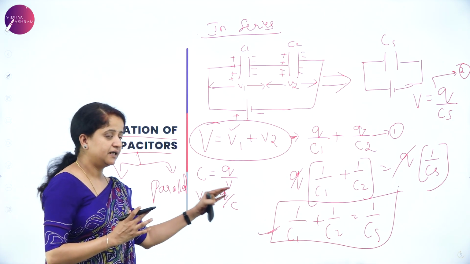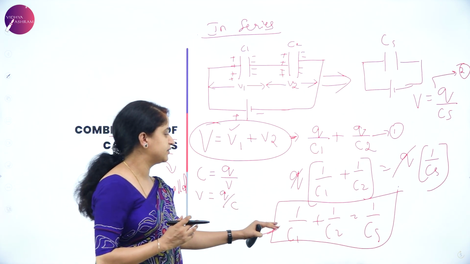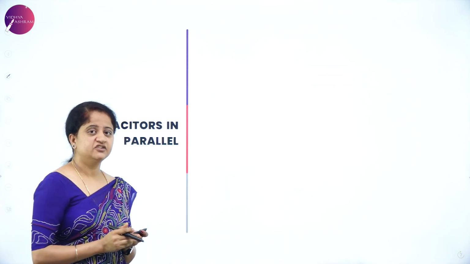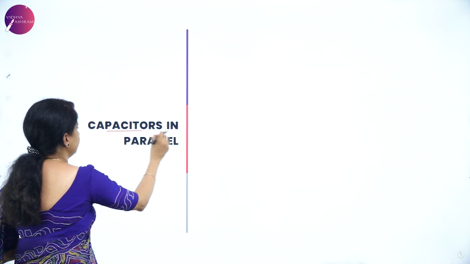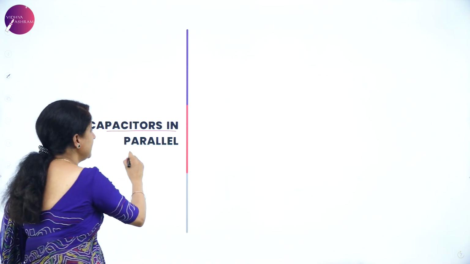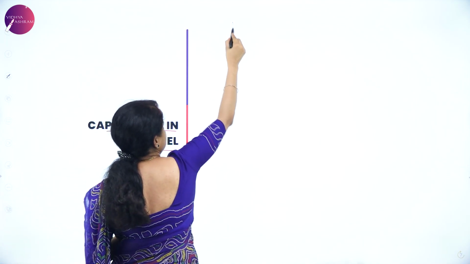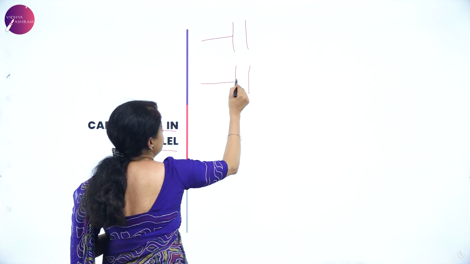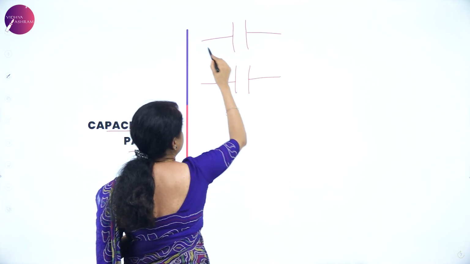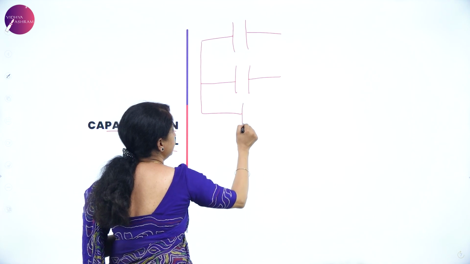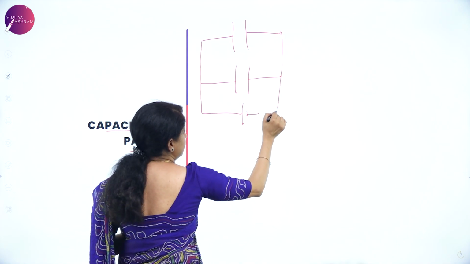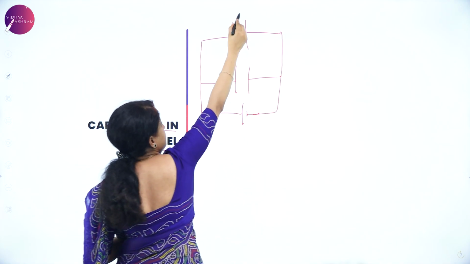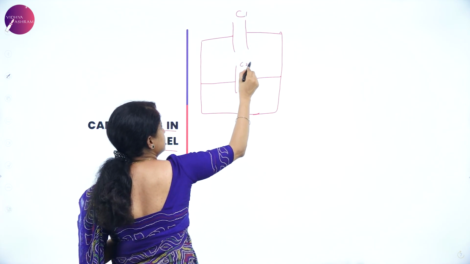You can connect any number of capacitors in series and you can arrive at this expression. So now let us study about the combination of capacitors when they are connected in parallel. So parallel combination of capacitors, circuit diagram is like this. Parallel combination means two capacitors are said to be connected in parallel when they are connected at two common points. This is my capacitor C1 and this is C2.